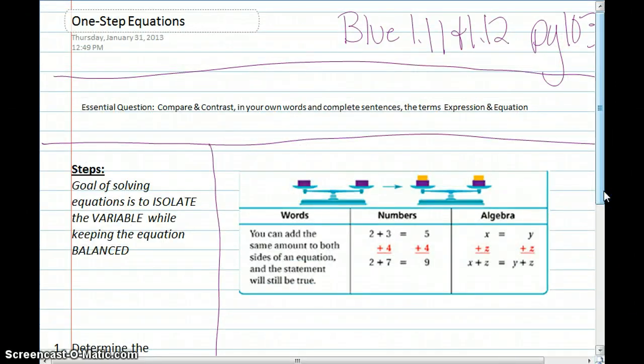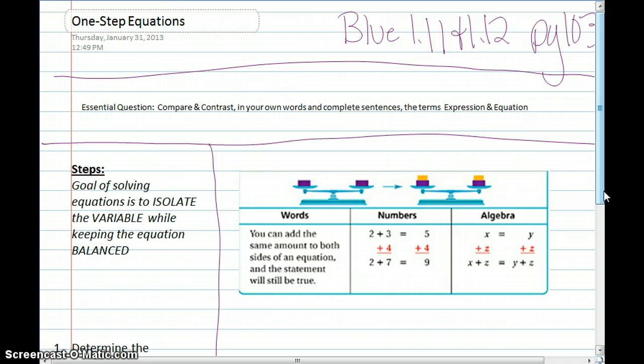These are your notes for Monday's class on equations. We're doing one-step equations. This is chapter 1.11 and 1.12 in your book. The notes go on page 103 of your IAN. Don't forget to date your notes. Your essential question: compare and contrast in your own words and complete sentences the terms expression and equation.